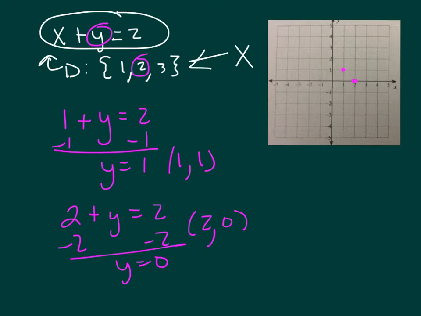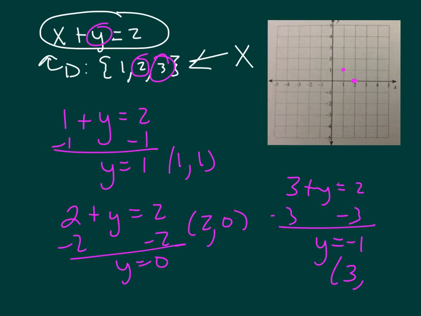And then finally, when you do the 3, you're going to plug in the 3 now. So you get 3 plus y is equal to 2. Well, when you subtract that 3, you end up getting y is equal to negative 1. So it creates a coordinate point of x of 3 and a y of negative 1. So at 3, negative 1 connects right there. And basically, you just connect the dots and make a line.